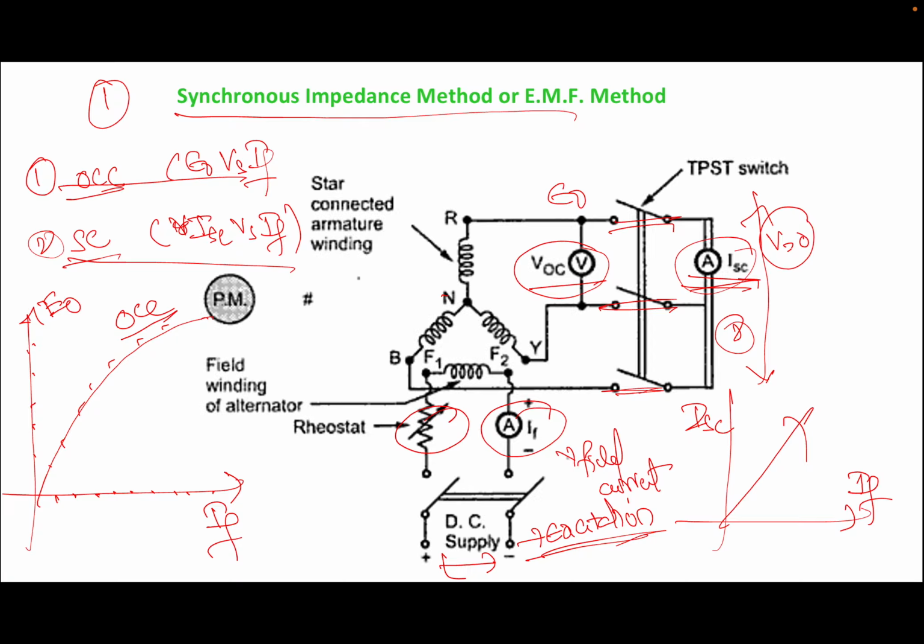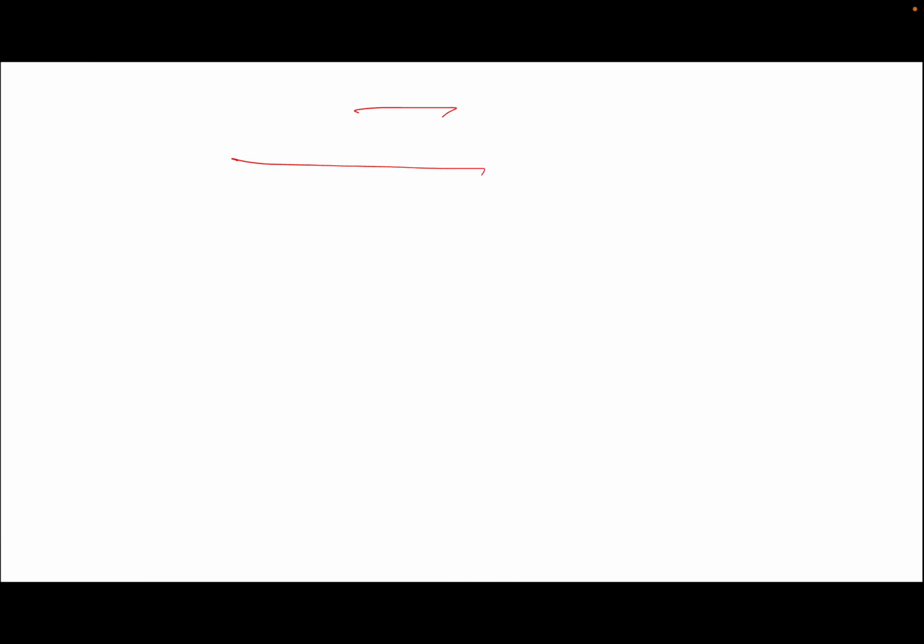How is this short circuit current measured here? Again, by varying different values of IF, we will note down the different values of ISC, so we can draw the characteristics. Obviously, the characteristics will be linear. These two characteristics are important for this method. I hope it's clear. Whatever I explained in the previous classes, I repeat it again here. So from this experiment, we measure the OCC characteristics as well as the short circuit characteristics.